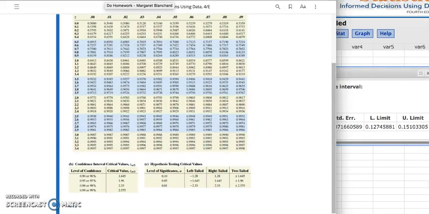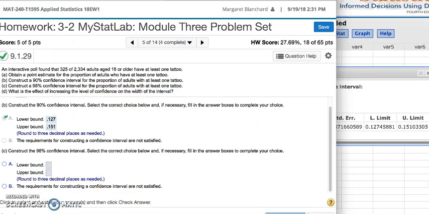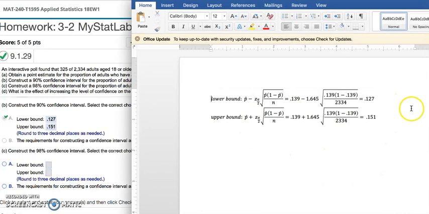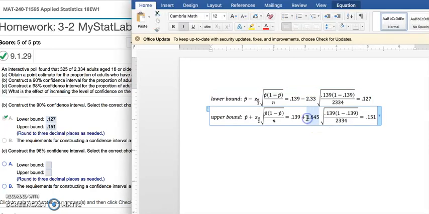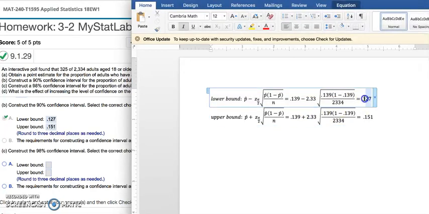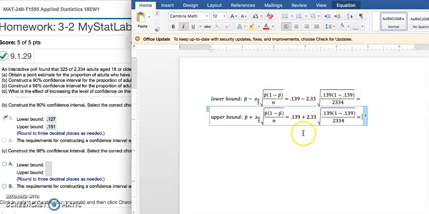So right now we know that Z alpha over 2 is 2.33. Now we could go back and plug it right back into this equation just like we did, except it would be right here instead. It would be 2.33 and 2.33. Do you see that? So it's the exact same thing. We just have a different critical value. So if there's any questions about how to type that in the calculator, let me know.